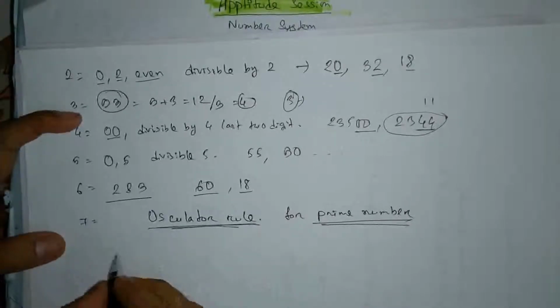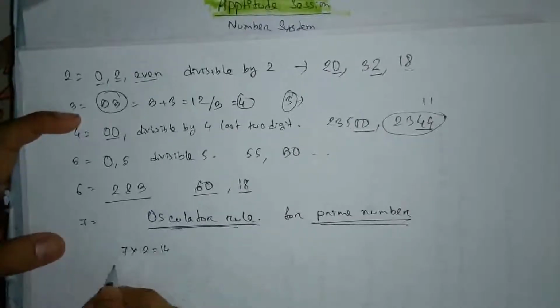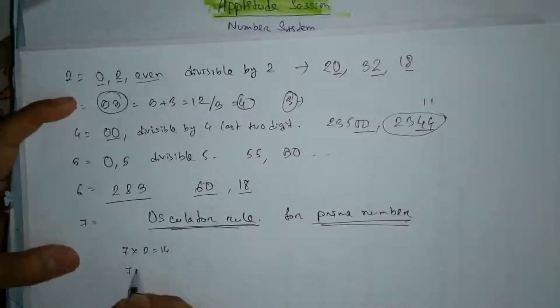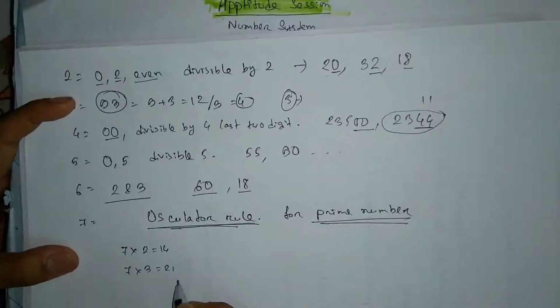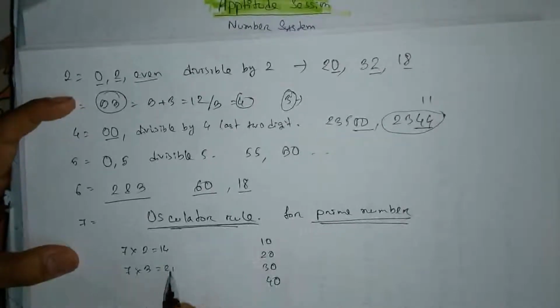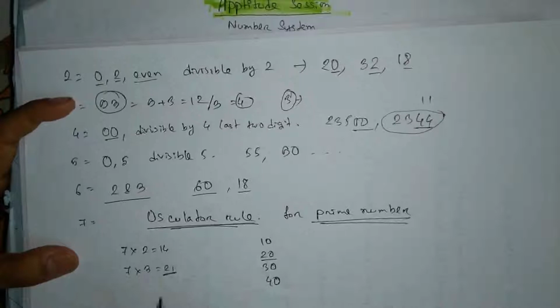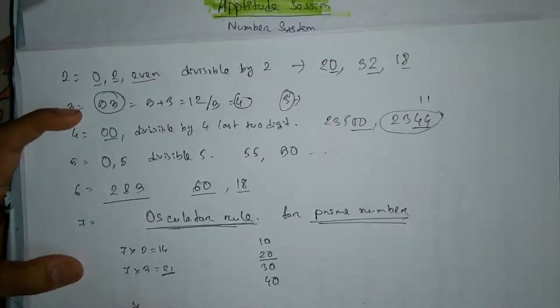So how to implement it? First, write down the multiplication table of 7. 7 2s are 14, 7 3s are 21. We have to come to a multiple of 10, like 10, 20, 30, 40. We have to find out which number is close to this. Like 21 is close to 20, so we need to grab it.